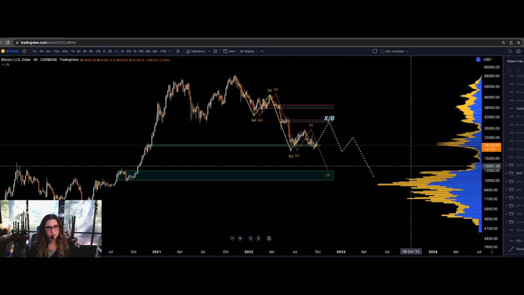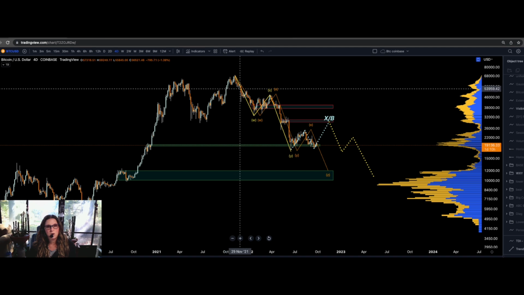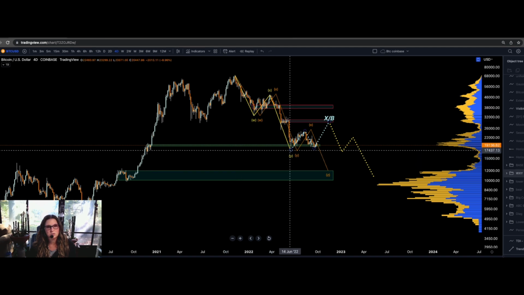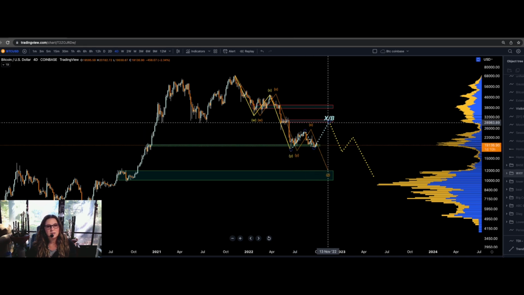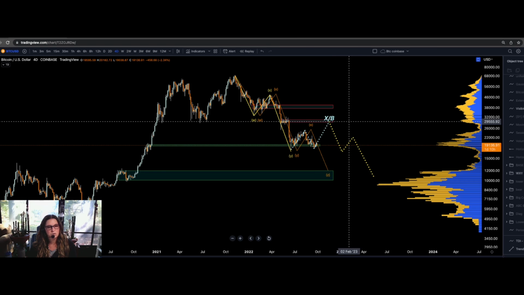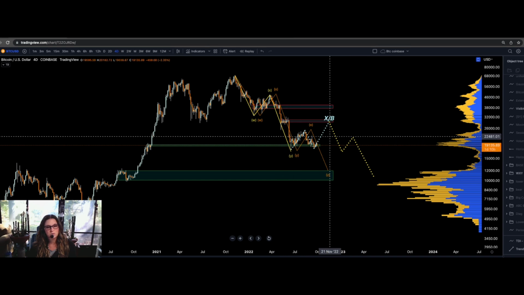I am very partial to the WXY counts. There is two options on the table. The first one is the WXY in yellow. It is assuming that the Y wave ended at this low and that we are going to rally higher for an X or a B wave to approximately 30,000 or 40,000. How we would do that, we'll talk about when we get on the lower time frame.